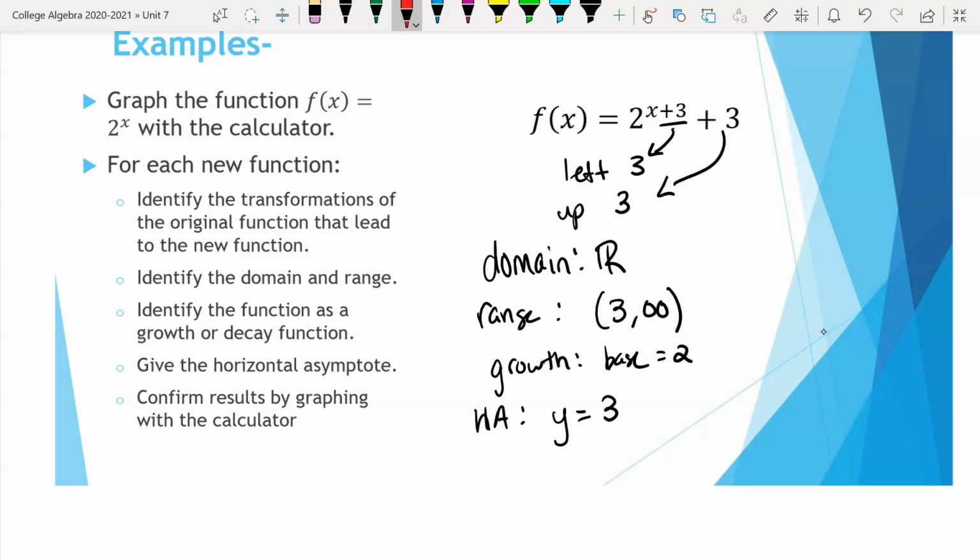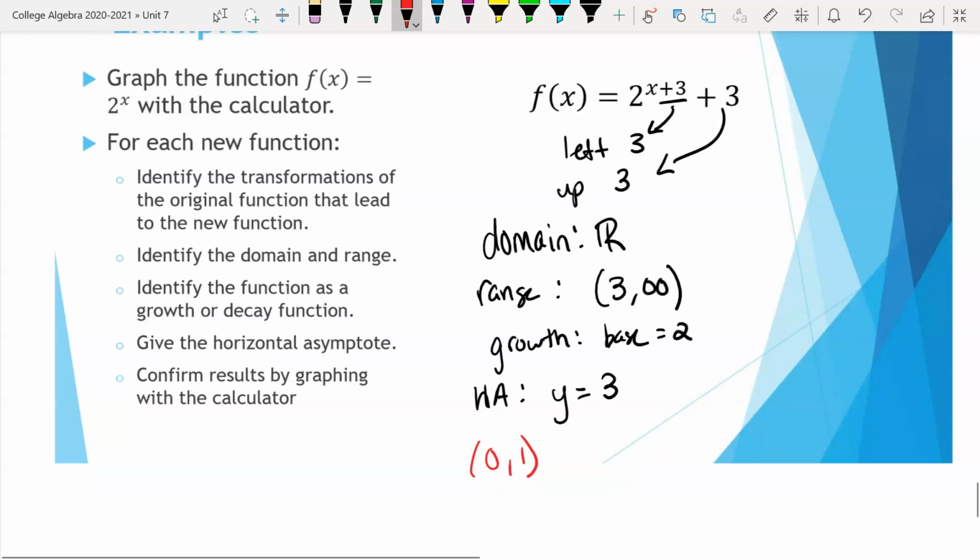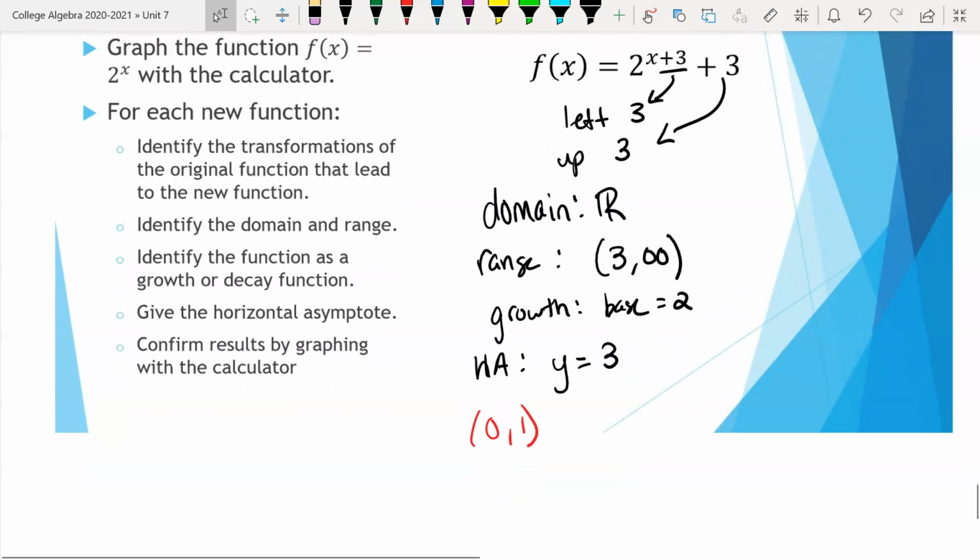And the big thing I really want you to notice is 0, 1. That's a good marking point. That's normally where the y-intercept is. Well, now we're going to move it left 3 and up 3. So we're going to look for that point at negative 3, 4. That's just a good marking point for us to see if we did it correctly.